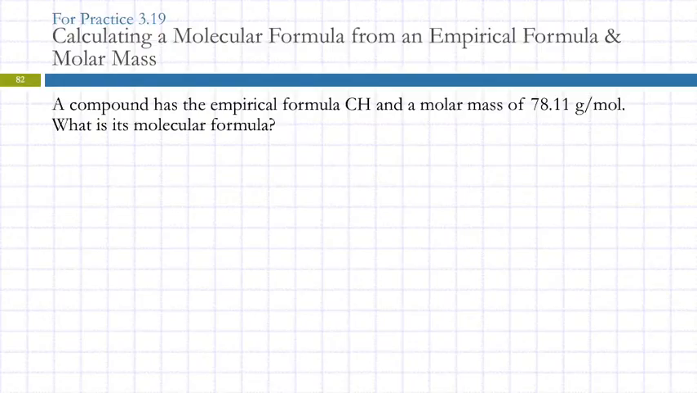So let's do an example. This is a short example. A compound has the empirical formula CH and a molar mass of 78.11 grams per mole. What is its molecular formula? So we need to find out what the multiplier is from CH to get the actual molecular formula. So we're looking for n. n is going to equal the molar mass divided by the empirical formula mass.